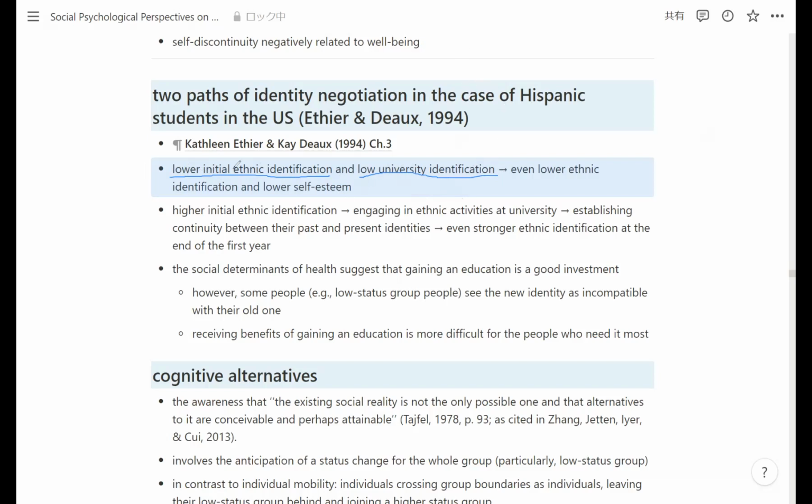And when these two identifications are present, then this will lead to even lower ethnic identification, and this would in turn lead to lower self-esteem.